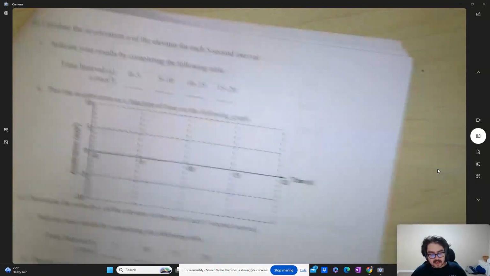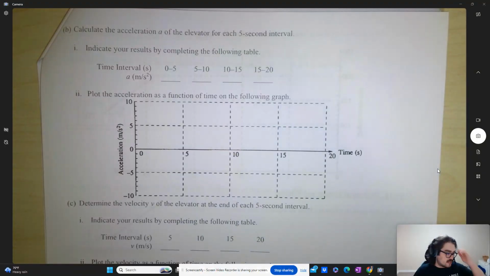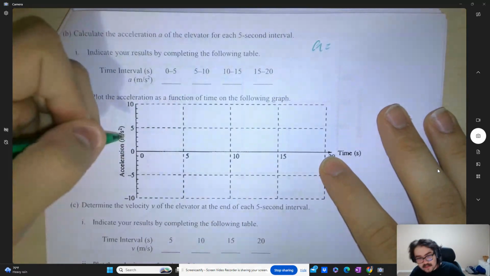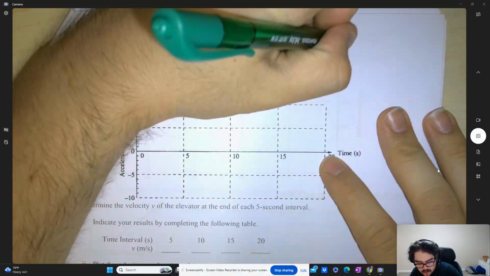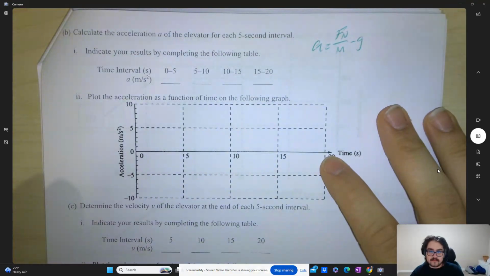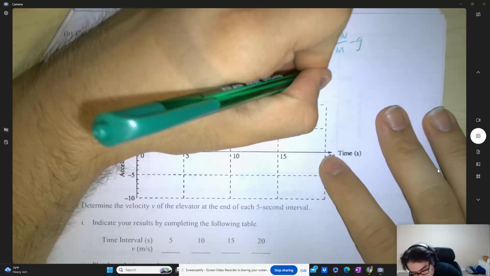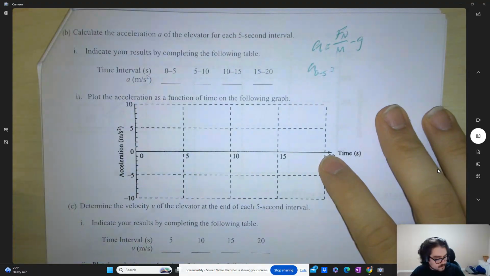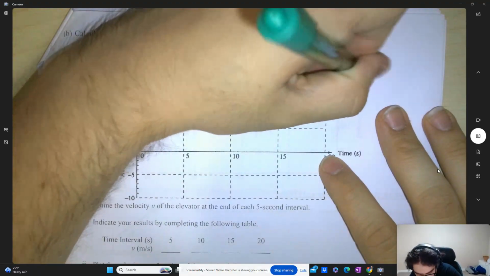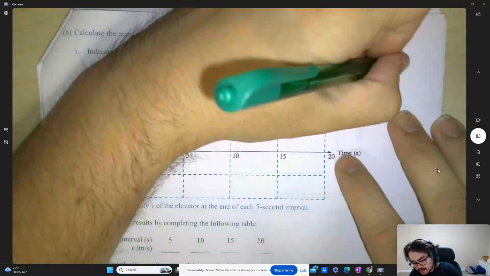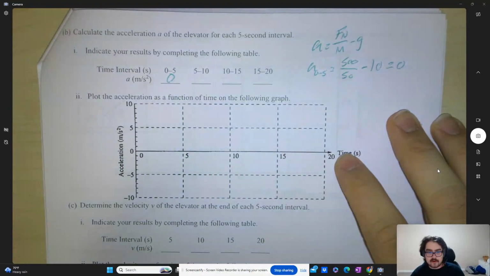On the next page, it asks us to calculate the acceleration of the elevator for each 5-second interval. The way I would do that is using the equation I just derived, normal force over m minus g. For the first interval, from 0 to 5, I'm going to do 500 over 50 minus 10, and that gives you 0, so there's 0 acceleration in the first part.